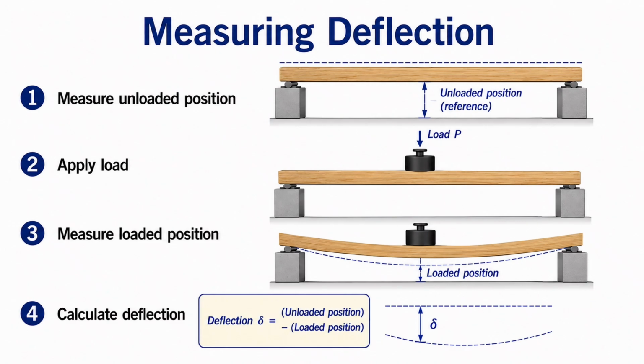Deflection is the change of position caused by the applied load. First, we measure the unloaded position of the beam. Next, we apply a known load and measure the new position. The difference between these two measurements is the beam's deflection. Accurate deflection measurements are essential to obtaining meaningful experimental results.